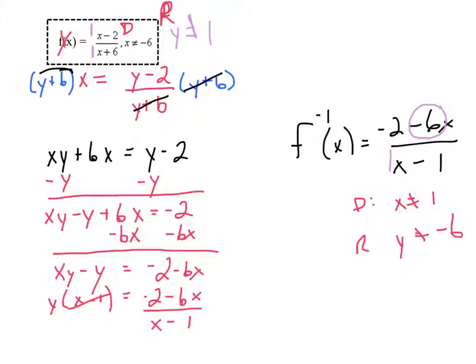And what I wanted you to see there is that the domain of the original function becomes the range of its inverse, and the range of the original function becomes the domain of the inverse. And it makes sense. If we're switching x and y, it makes sense domain and range would swap.